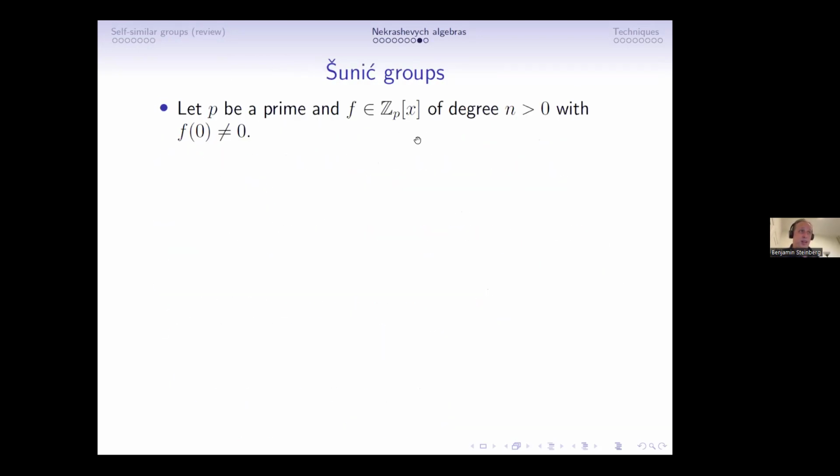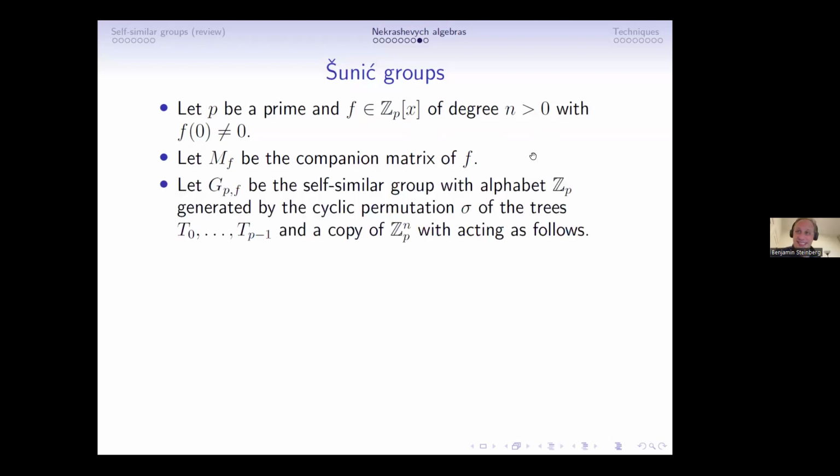All right, so let P be a prime and let F be a polynomial over the P element field of degree greater than 0, so it's not constant, and its constant term is not 0. And let MF be the companion matrix of F. Because F of 0 is not 0, the companion matrix is invertible. That's why I chose F of 0 not to be 0. So everyone's happy with what I mean here, right? You take some polynomial, we write down its companion matrix. This is sort of an indecomposable, in some sense, matrix.